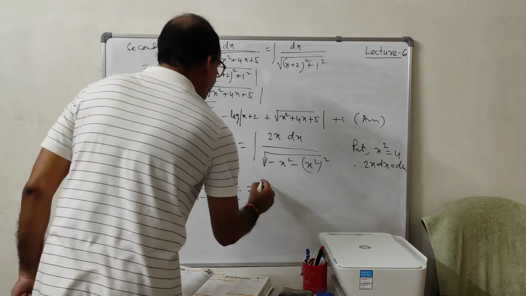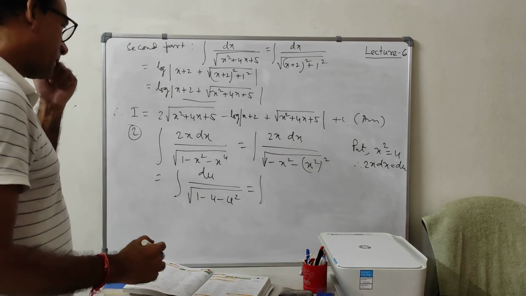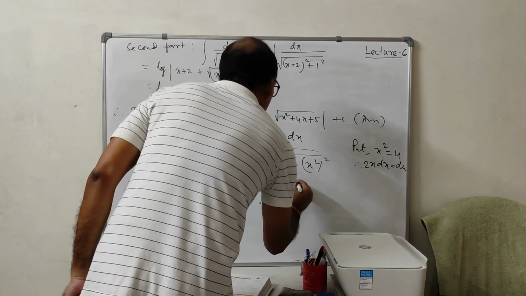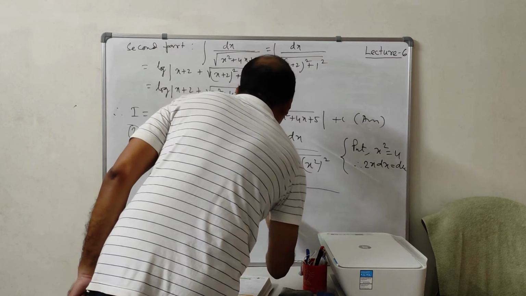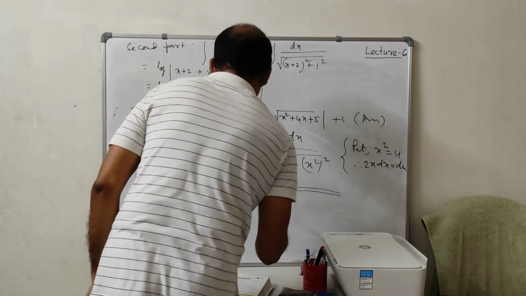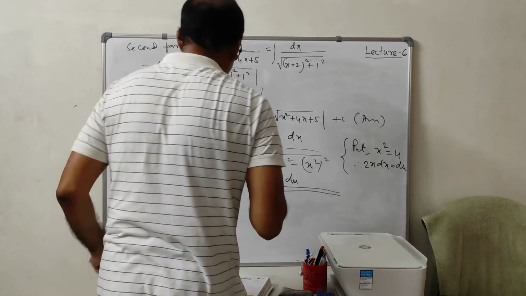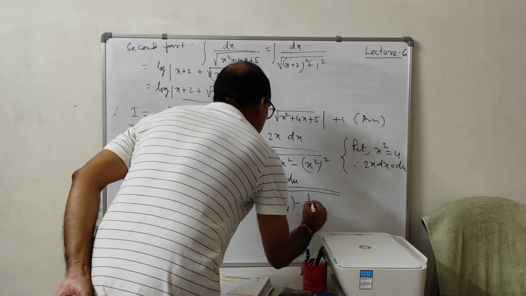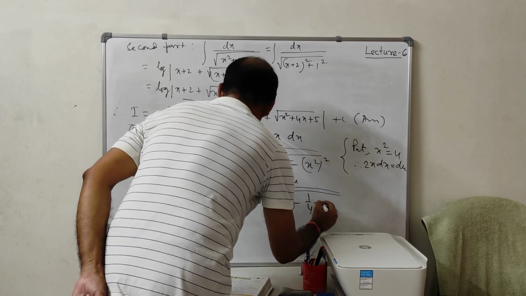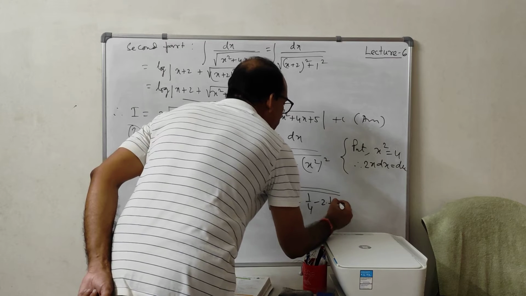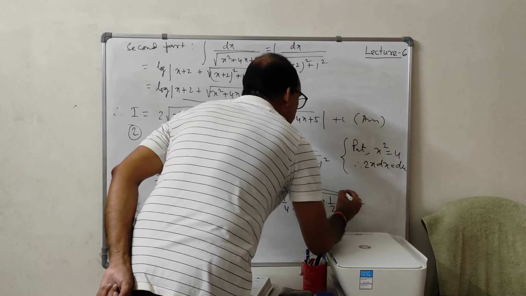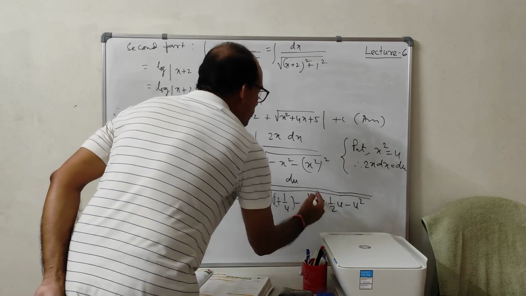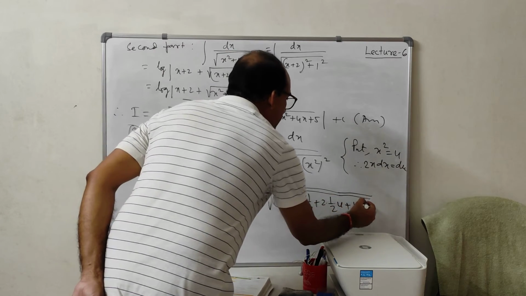Next, this is the usual form. We have already encountered this type of integrals. Du by root over of 1 minus, 1 plus 1 by 4 minus 1 by 4 minus 2 into half into u minus u square. Okay, if we take minus common from these three terms, you will get these things.